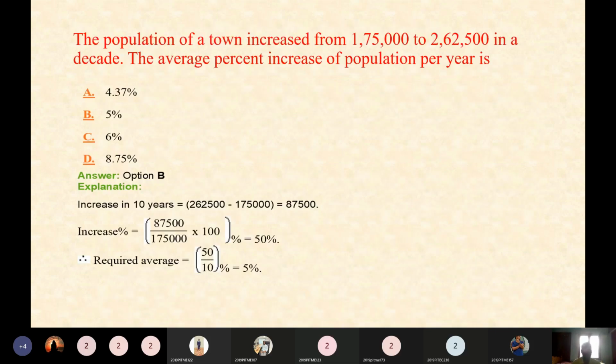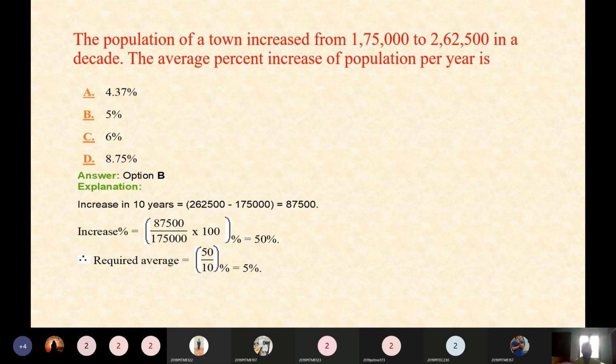For example, the problem, right? Now we move to the problems asked in various exams. For example, the population of a town increased from 1,75,000 to 2,62,500 in a decade. A decade means 10 years, right? So the average percent increase of population per year is... So what they're asking is the average percent increase of population per year.